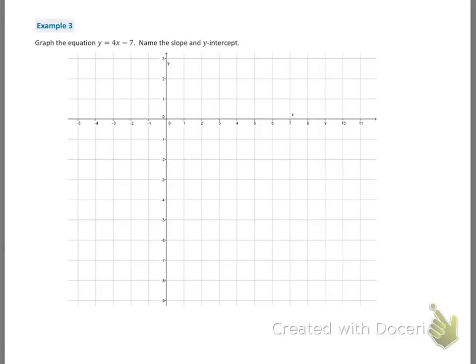Okay, let's look at another example. The graph of this equation is y equals 4x minus 7. So our slope m is equal to 4. Again, it's the coefficient of the x term. And our y-intercept is negative 7. Once again, we're going to start with the y-intercept. So let's go ahead and graph that way down here. Negative 7. Is that right? Yeah, negative 7 right there. That's where it crosses the y-axis.